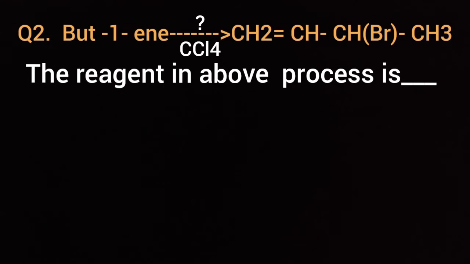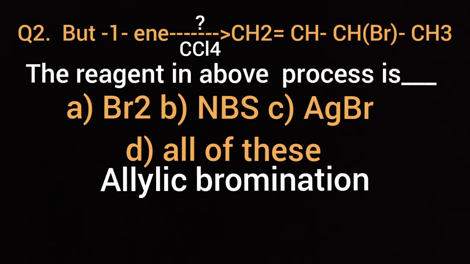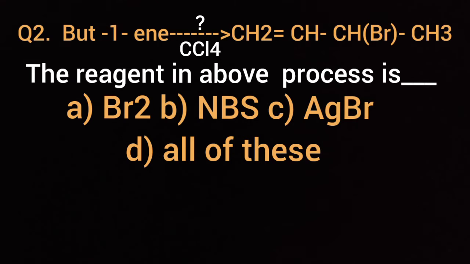Next, question number 2. You see but-1-ene is there. The reagent is not given. In presence of CCl4 it gives the corresponding bromide. The reagent in the above process is bromine, NBS, AgBr, or all of these. Here allylic bromination takes place, so the reagent can be known to you, or you can find the correct option. Yes, option B is correct, and you see the structure of NBS is written.